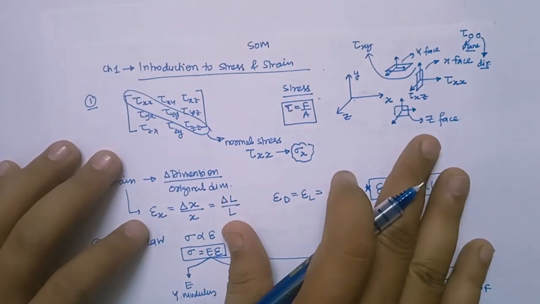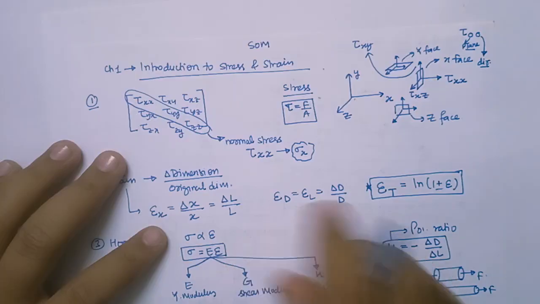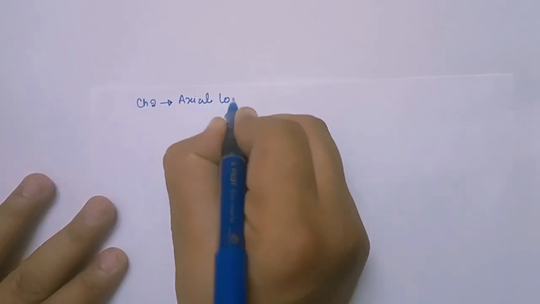Hello friends, today we will do chapter 2 of the book. The first chapter, introduction to stress and strain, we have done in lecture 1. Now let's start chapter 2, that is axial loading.